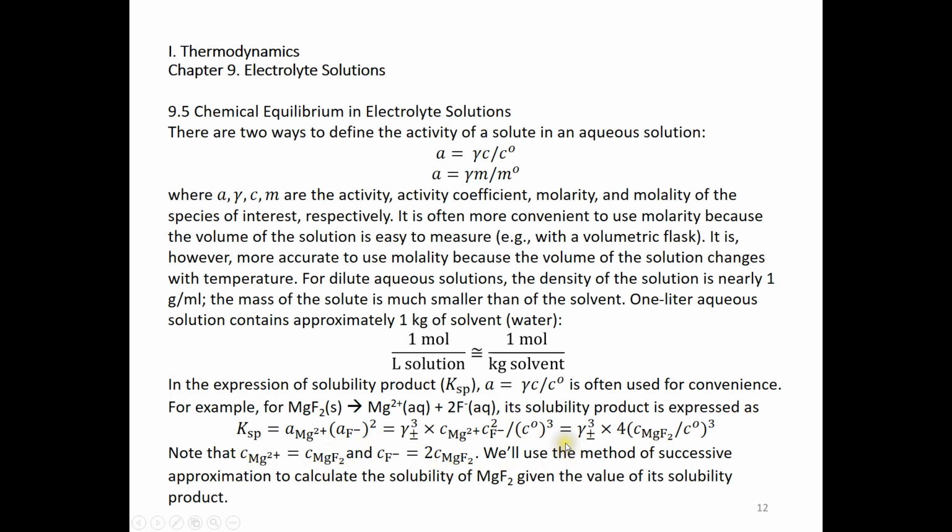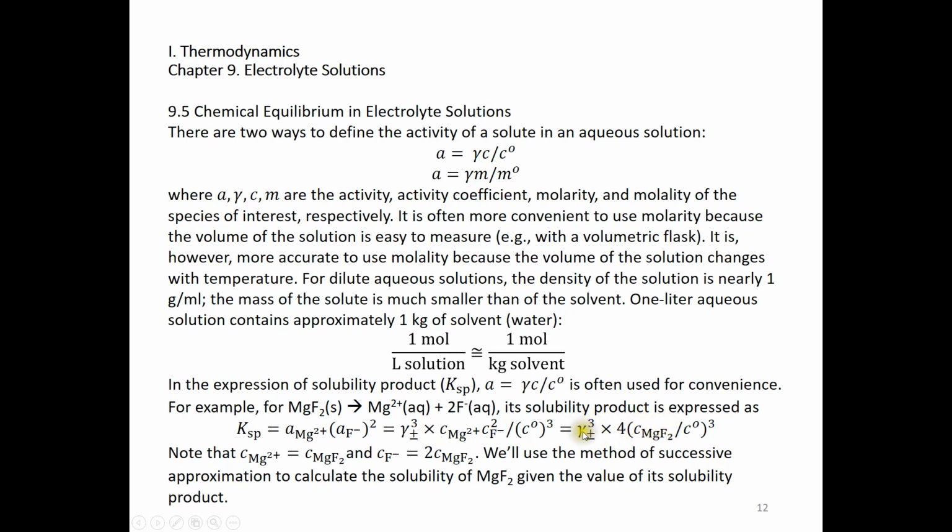We will use the method of successive approximation to calculate the solubility of this MgF2, given the solubility product of magnesium fluoride. Why do we need the method of successive approximation? It's pretty simple. It's just because we do not know the value of gamma here. If we do know the value of gamma, we plug it in, and if we know the solubility product, we can simply solve for the concentration of MgF2 in water because there's only one variable. However, in this expression, we actually have two different quantities that we do not know the values of. We do not know this gamma, we do not know this C.